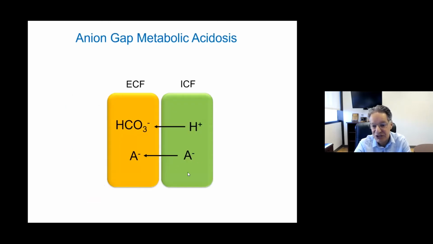Again, in all of these, you have an organic anion made with a proton, and the proton comes out into the extracellular fluid and binds to bicarbonate to lower it, and the organic anion comes out and increases your anion gap. Again, bicarbonate in the cell is also being decreased. I'm just not showing that for simplicity.